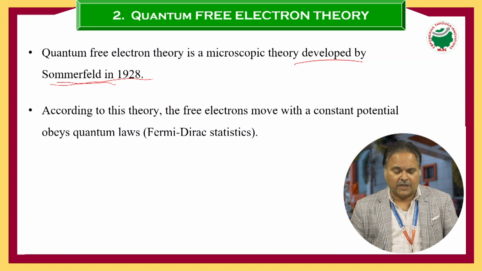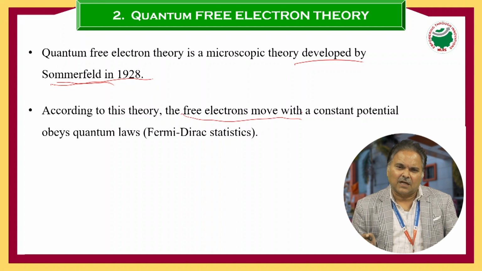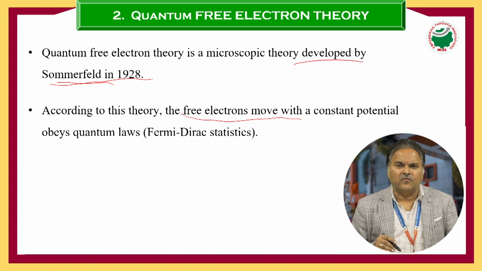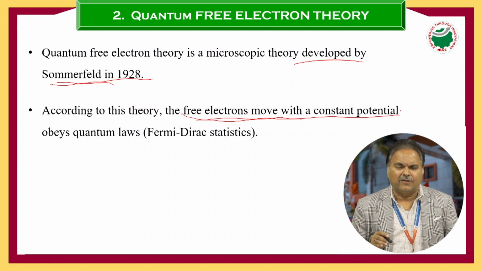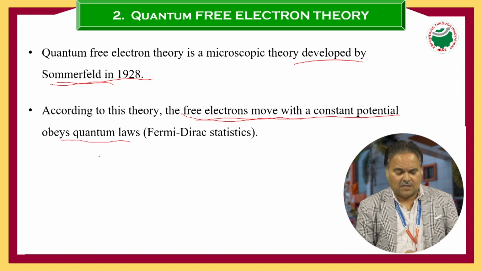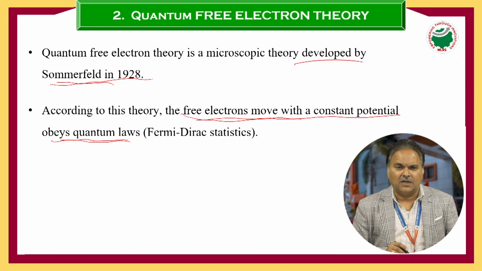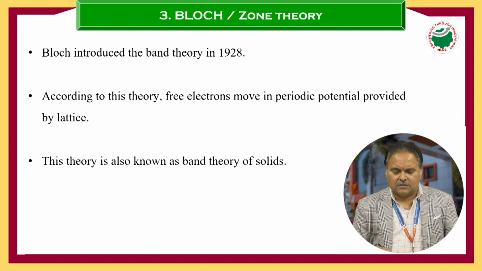According to this theory developed by Sommerfeld, the free electrons move with a constant potential, whereas in classical free electron theory the electrons move freely without any boundaries. Here every electron has its own constant potential, and it obeys quantum laws, not classical or Newtonian laws. The distribution is not Maxwell-Boltzmann; in quantum free electron theory, electrons are distributed according to Fermi-Dirac statistics.